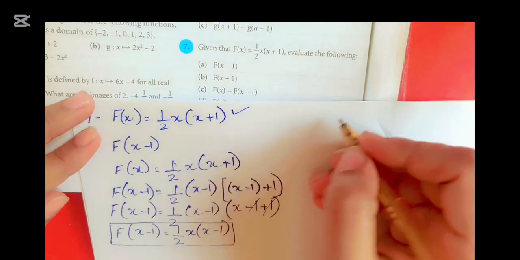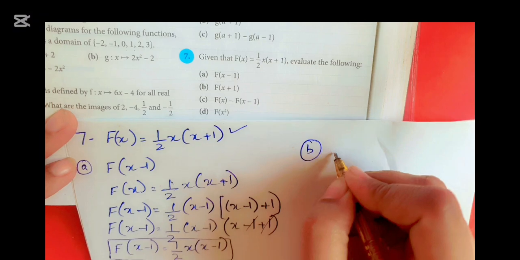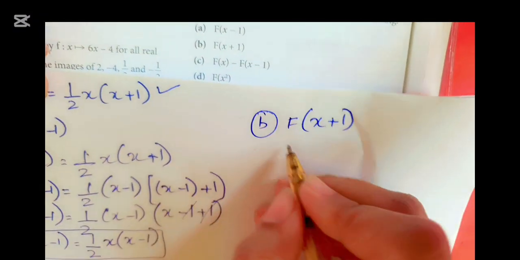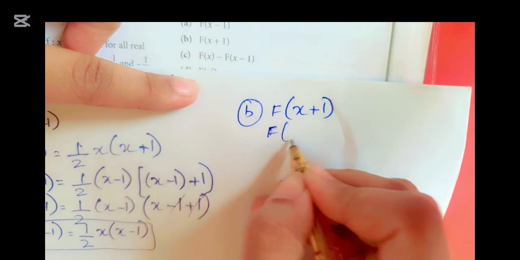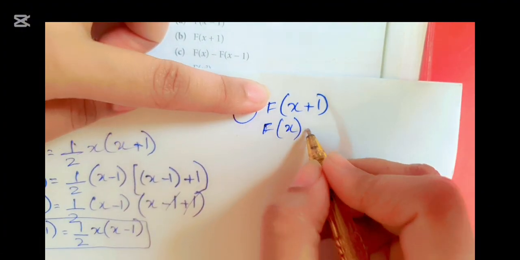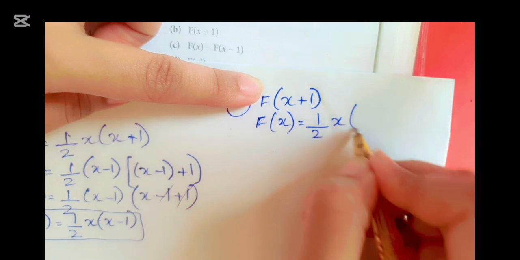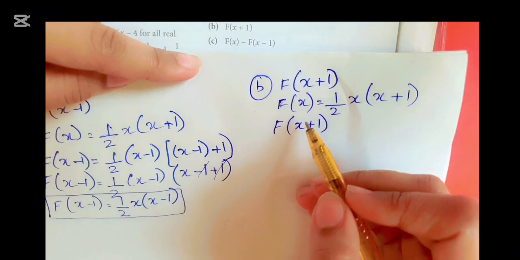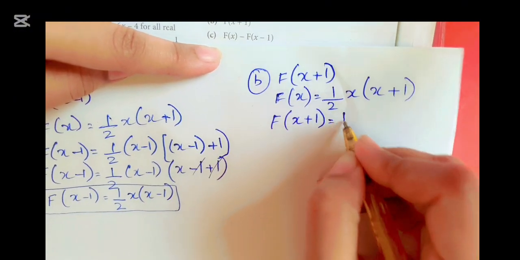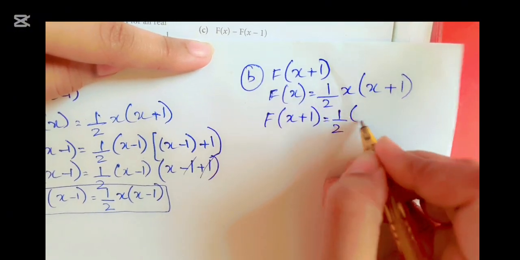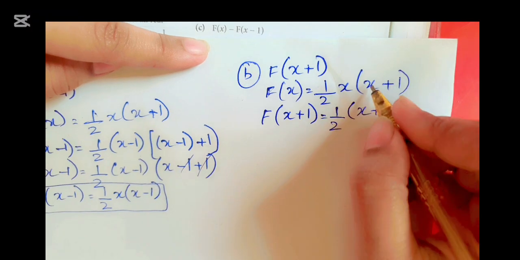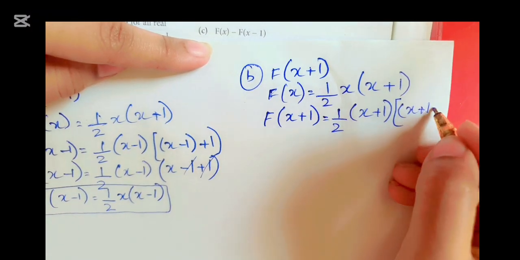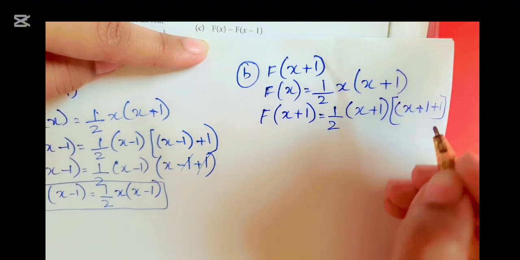Now see what is in part B. Part B is f(x + 1). In the function, in place of x we'll use the value x + 1. First of all I am writing the main function that is given in the question. And now f(x + 1) is equal to half. Again in place of x I am writing x + 1, then again in place of x I am writing x + 1 and then plus 1 is left over here, and then close the bracket.